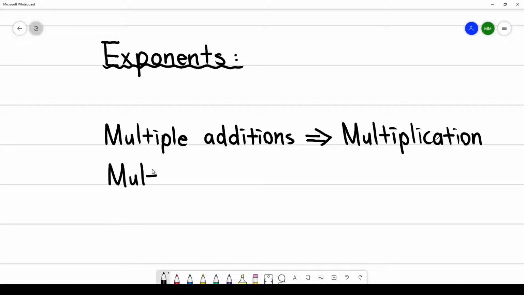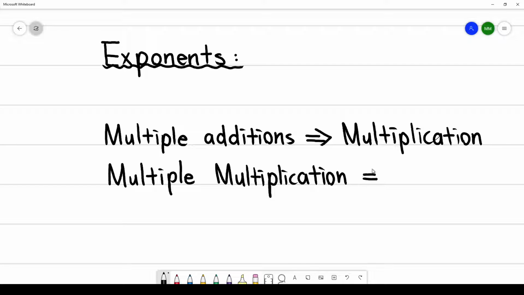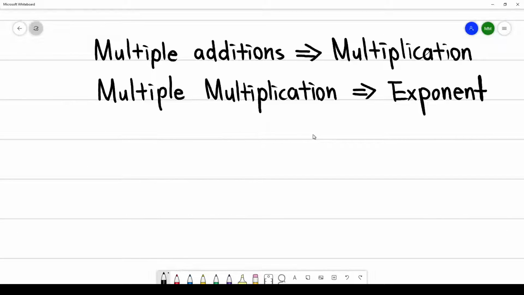So we multiply some things a lot of times. Multiple multiplications. That's a mouthful. Well, that is when we have exponents. So essentially, it is like the same value multiplied many times. And that is what exponents are.